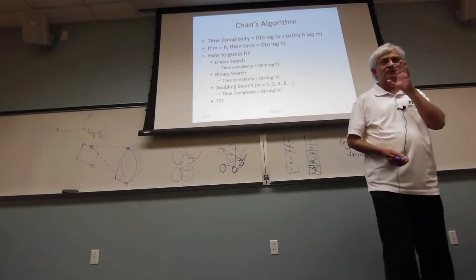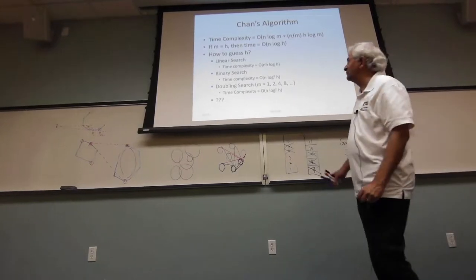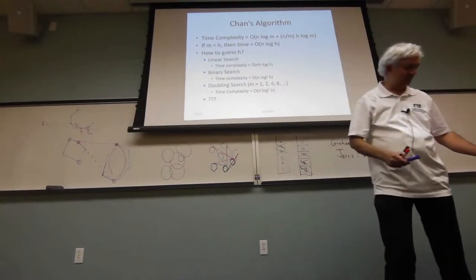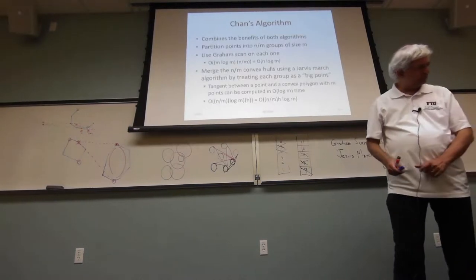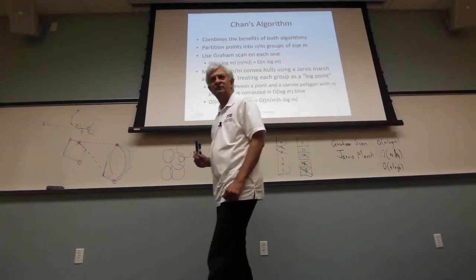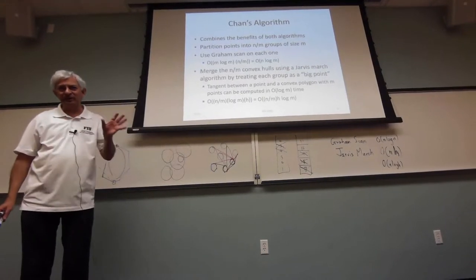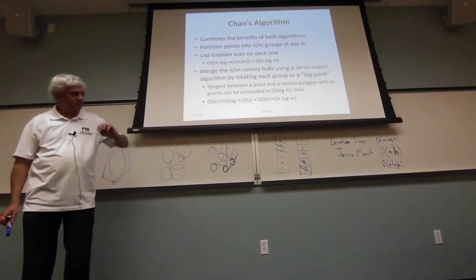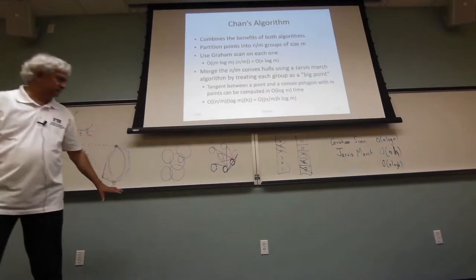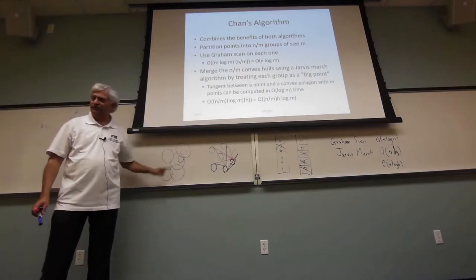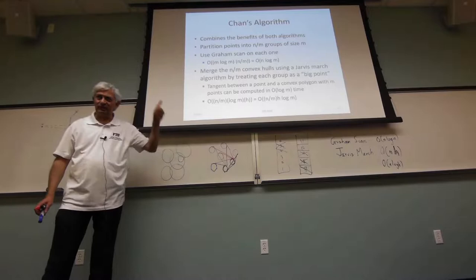All right, so do all the pieces come together now? What we have here is Chan's algorithm. You take your points, you break them down into pieces of size m, so you will get n over m such pieces. For each one, you use the Graham scan to find the convex hull. And then you put them together using the other algorithm, which does package wrapping.